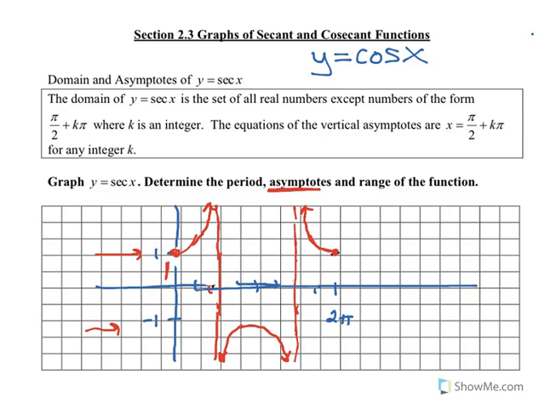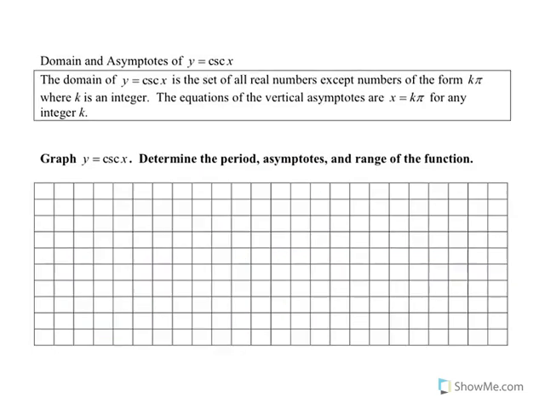And let's do an example of cosecant. To make a graph of cosecant, we know that's the reciprocal of sine. So we want to start out with y equals sine, and then we will reciprocate all the y values. So let's do a graph of sine.